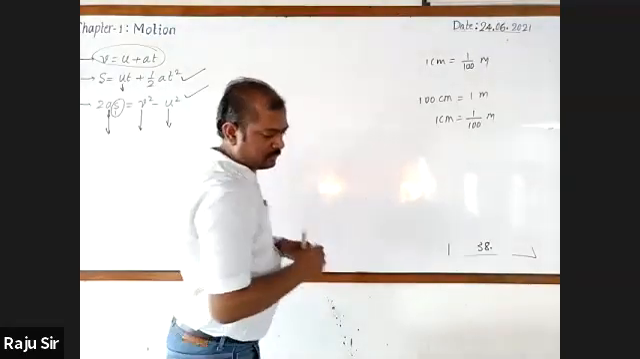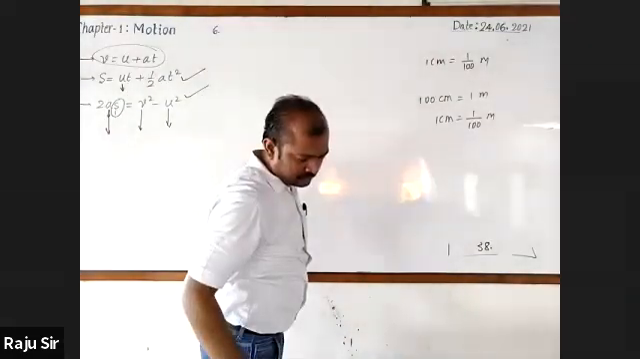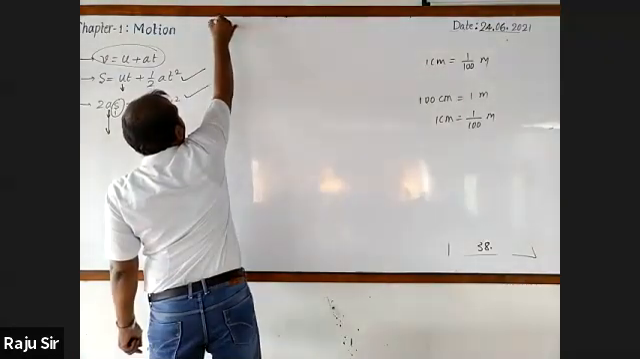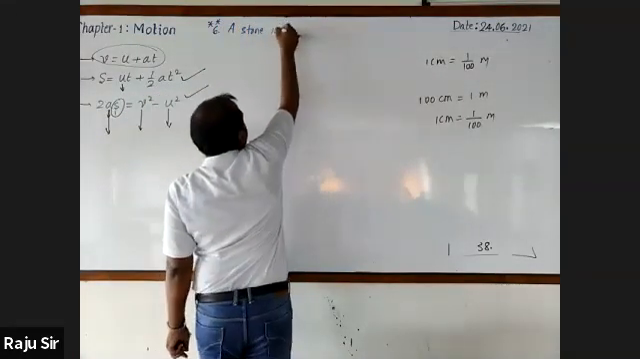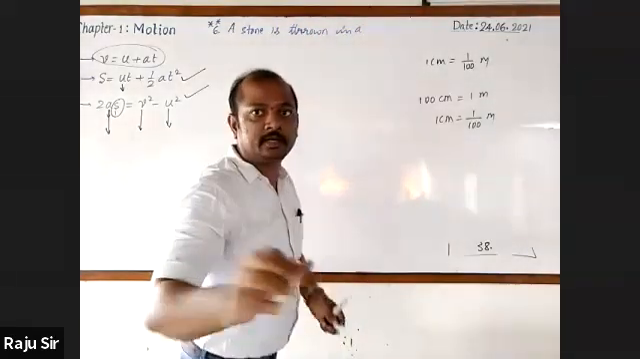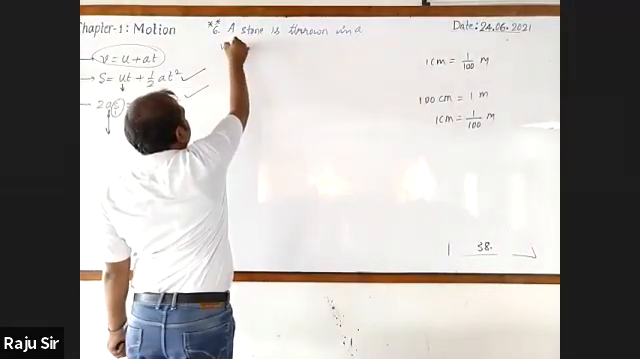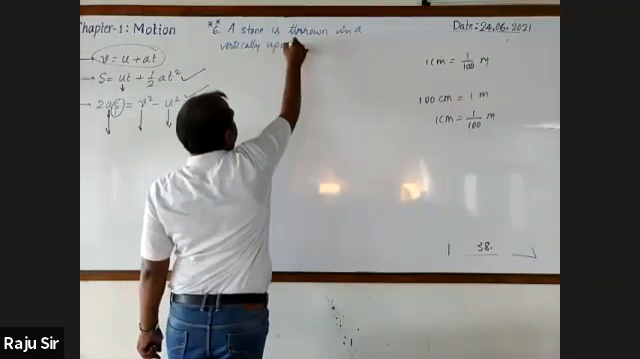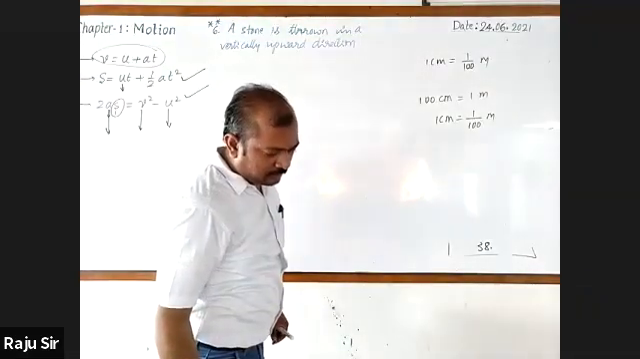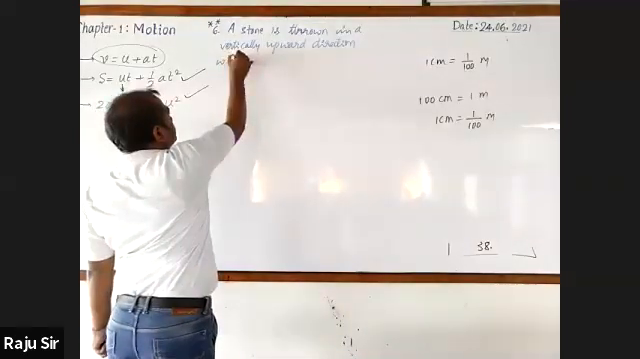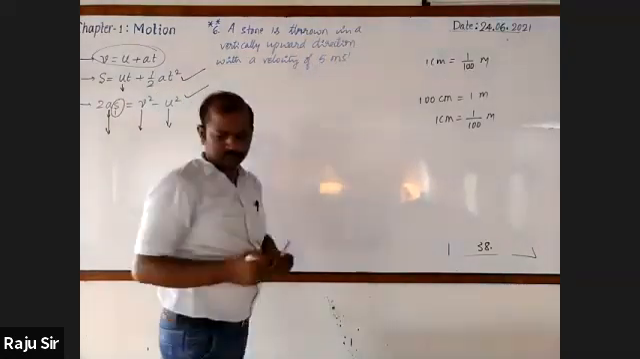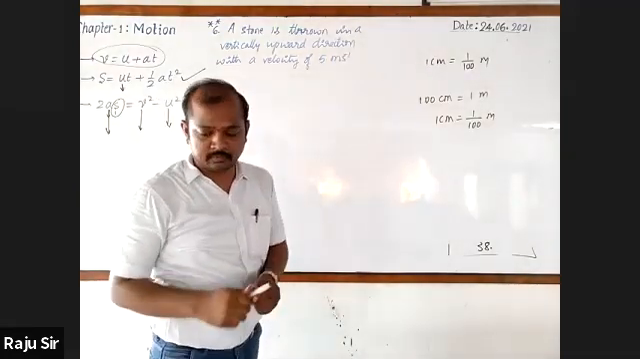Sixth one. A stone is thrown in a vertically upward direction with a velocity of 5 meters per second. Full stop.